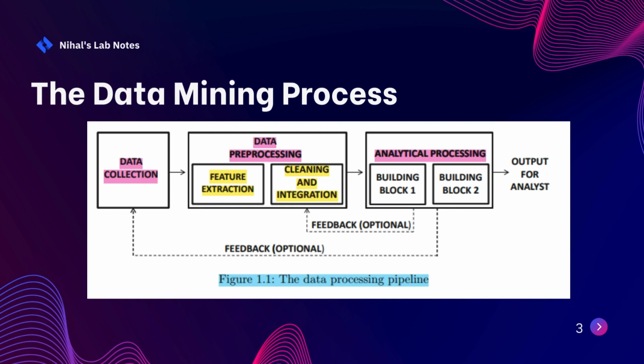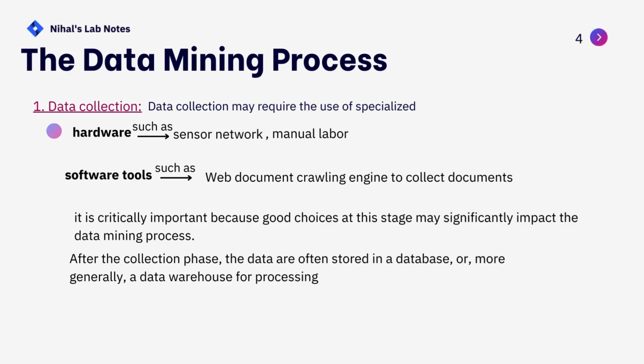Now let's see the data mining process. So the data processing pipeline is here in this figure. We have the data collection, then the data pre-processing. It contains feature extraction, cleaning, and integration. Then the last step is the analytical processing with building block 1, block 2, etc. And we have the output for the analyst. Now let's see the data mining process in more detail. Let's get started with data collection.